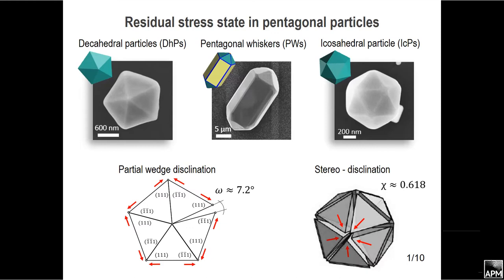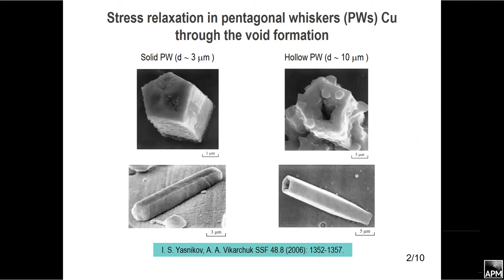According to this concept, in the case of pentagonal whiskers and decahedral particles, the stress states are modeled with a partial wedge disclination, as well as in the case of icosahedral particles, where the stress state is modeled with the disturbance of a star disclination. And this stress state under some conditions could relax through different mechanisms, including void formation.